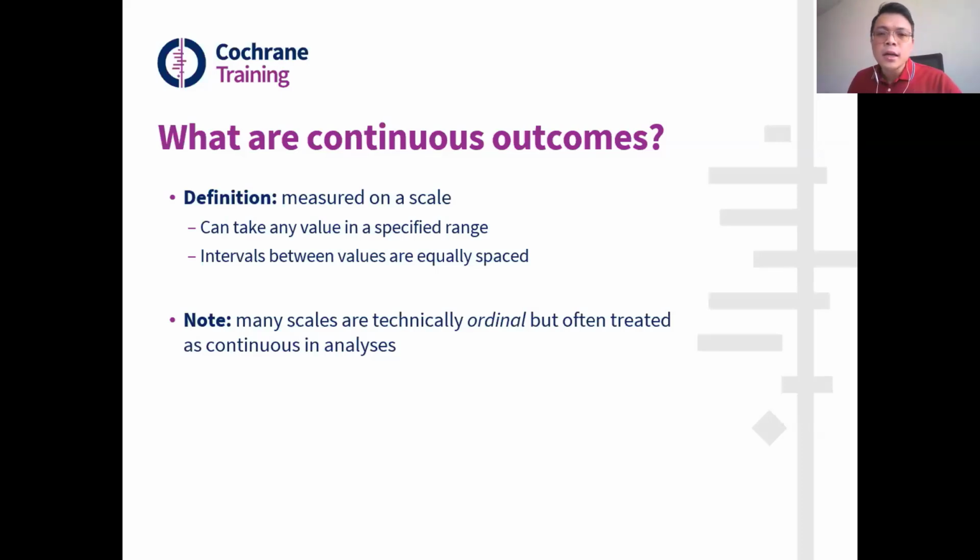An important characteristic of continuous outcomes is that the intervals between values are equally spaced and have the same quantitative value. So for example, the distance between 1 and 2 centimeters is the same as the distance between, let's say, 173 and 174 centimeters.